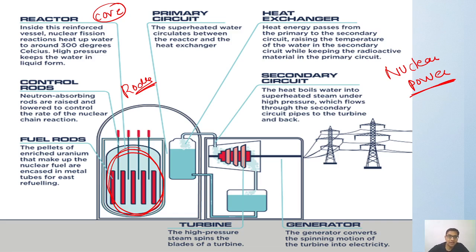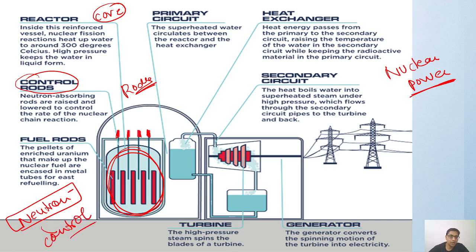And here you can see these red rods. These are called control rods. Neutrons are very important for sustaining the chain reaction, but we need to control the neutrons in order to prevent undue reaction. So these control rods are put in place to reduce the amount of neutrons that are reacting with the uranium. The neutron-absorbing rods are lowered to control the rate of the nuclear chain reaction. So these control rods help in controlling the nuclear reaction.